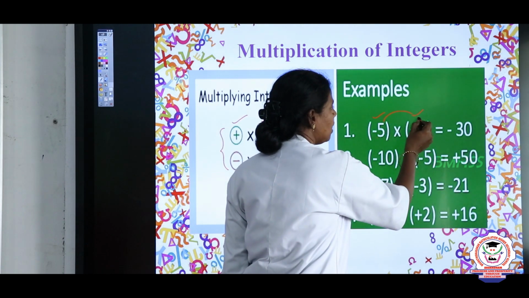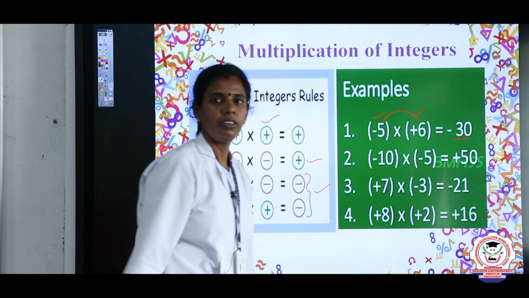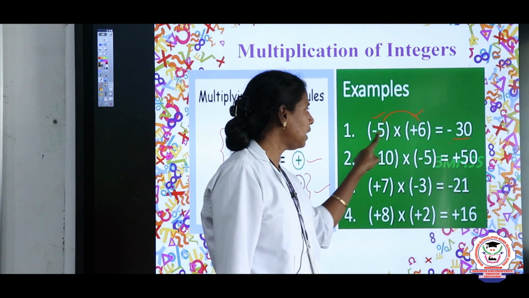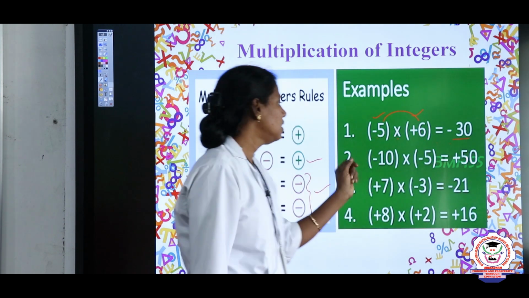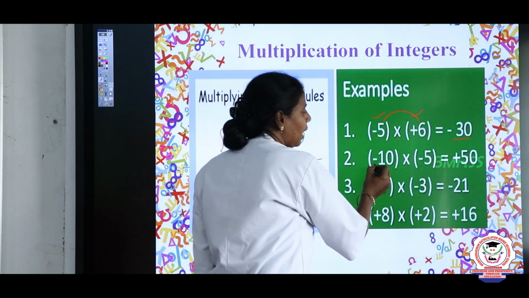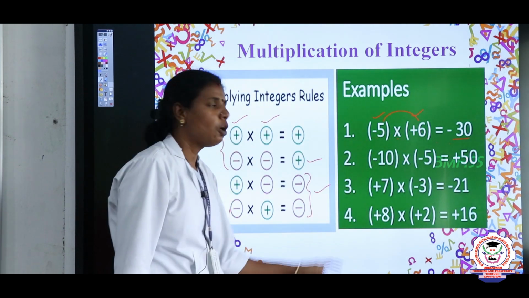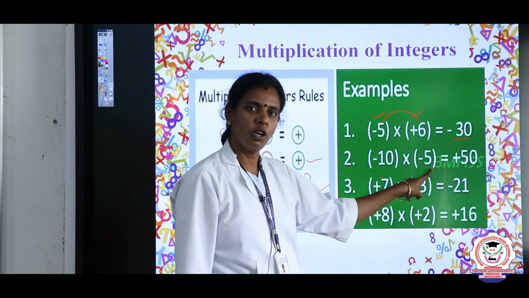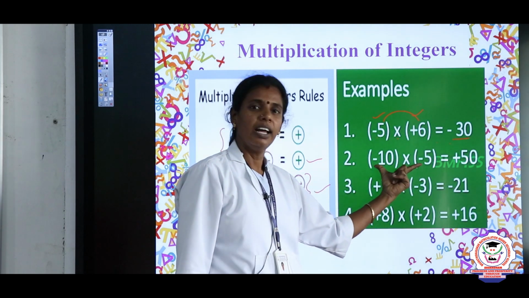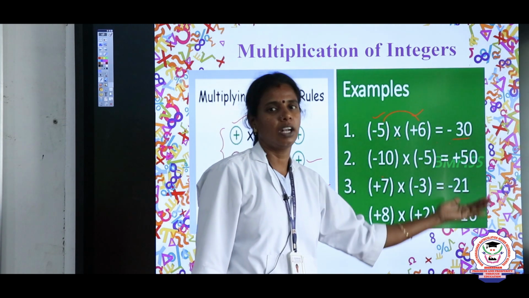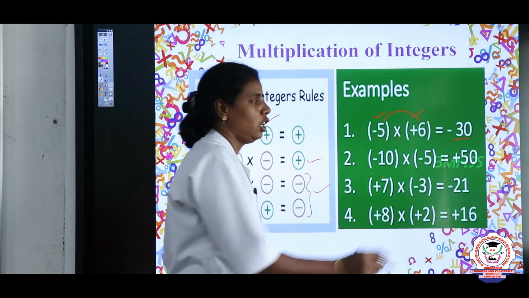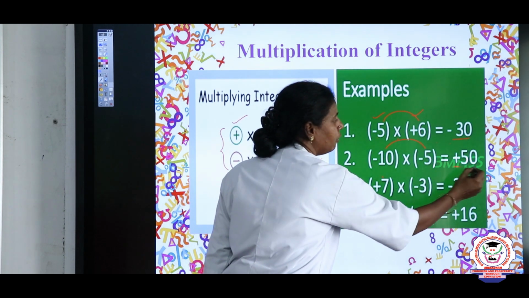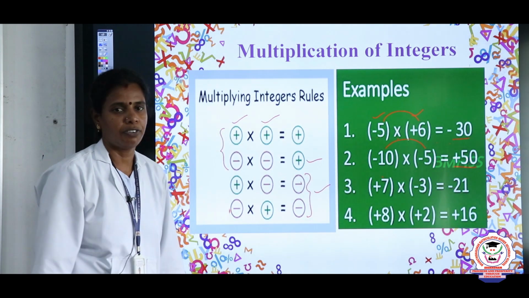5 6's are 30. So what is this 30? Negative, minus 30, that is minus into plus is minus. See the next example: minus 10 into minus 5. Minus 10 is a negative integer, into minus 5 which is also negative. Both are the same sign, so the answer will be, yes, positive, that is minus into minus is plus. 10 5's are 50. So the answer is 50.